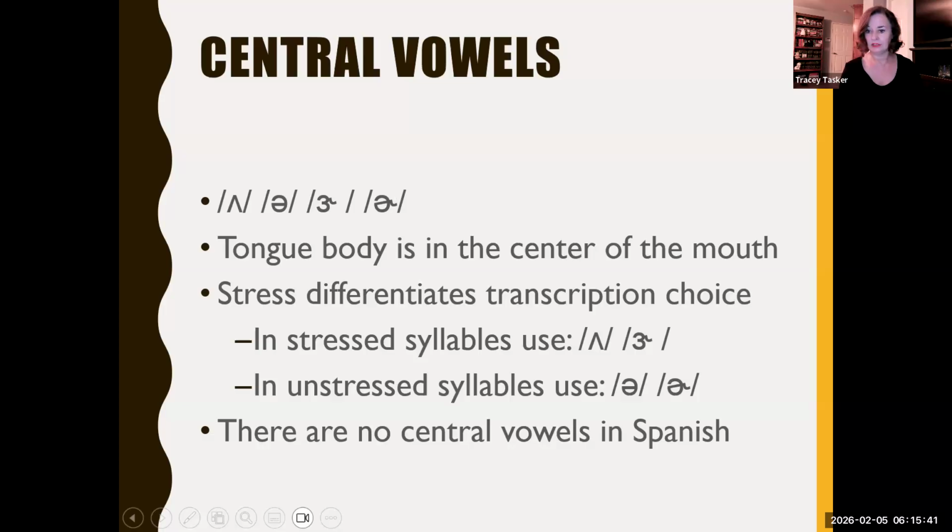A word like brother, that vowel at the end is going to be the unstressed one, because we don't stress the end of brother. Because these are central vowels, that indicates that the tongue is in the center of the mouth. There are stress differences between these vowels, so in a stressed syllable we're always going to use the one that looks like a carrot and the one that looks like a backwards three with the little swoop on it. In the unstressed, we're always going to use the ones that look like schwa, the upside down E and the upside down E with this little swoop on it.